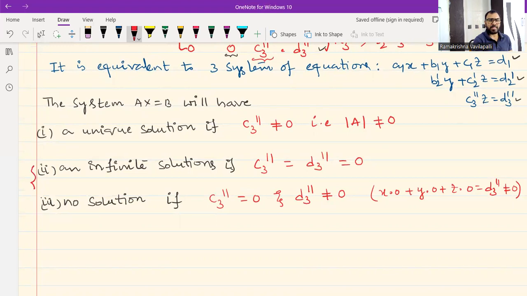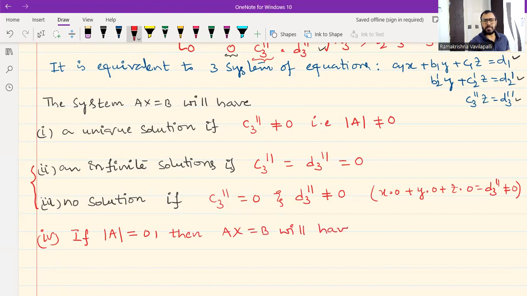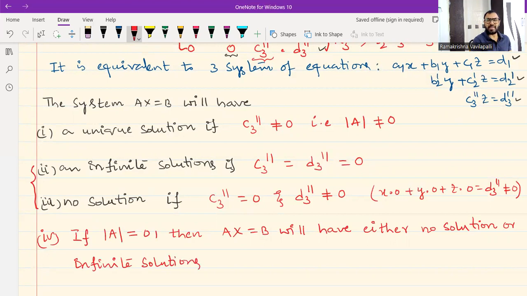Now from the second and third, what we can conclude is that if det A equal to 0, determinant of the coefficient matrix equal to 0, then the system Ax equal to B will have either no solution or infinite solutions. Either no solution or infinite solutions. You see, in both the cases, C3 double dash equal to 0.